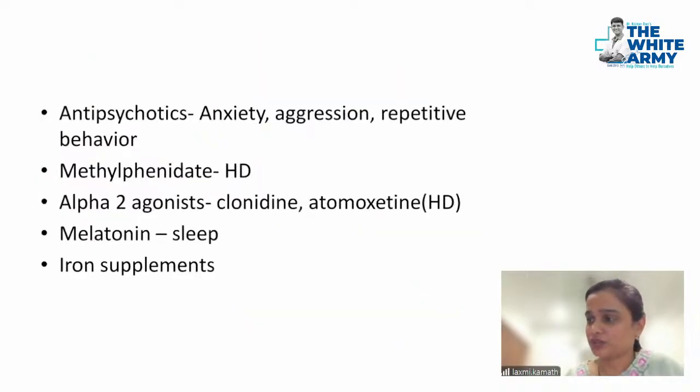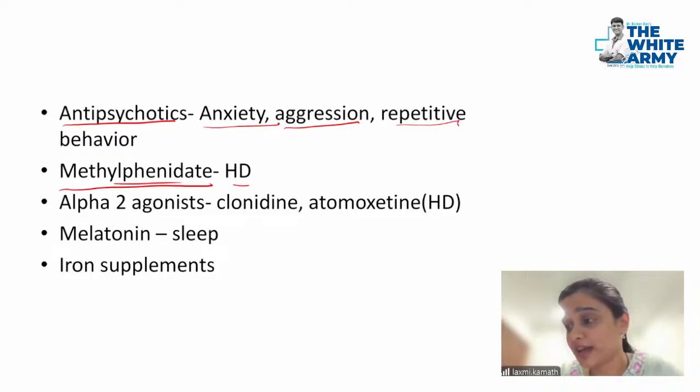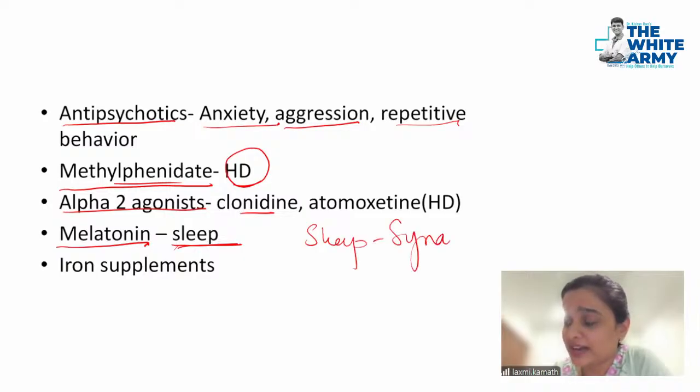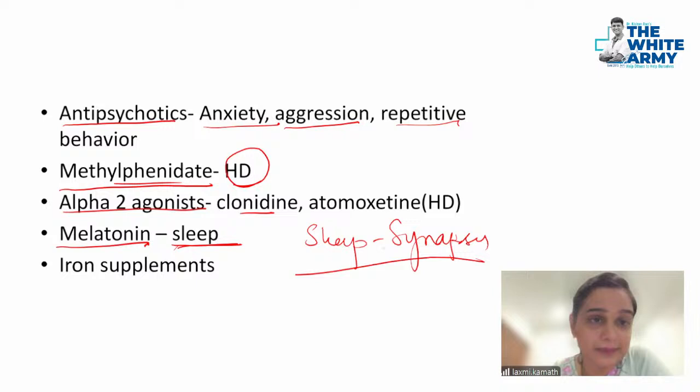So these are the most commonly used medications. Antipsychotics are used for aggressive behaviors, repetitive behaviors, and anxiety problems. Methylphenidate is used for hyperactivity disorders in ADHD. Okay, alpha-2 agonists like clonidine, and atomoxetine also are used for hyperactivity disorders. And for sleep problems, we give melatonin, which helps the child sleep well. And we all know that sleep has a big role in synapse formation. That is why having a child who sleeps well is very important.